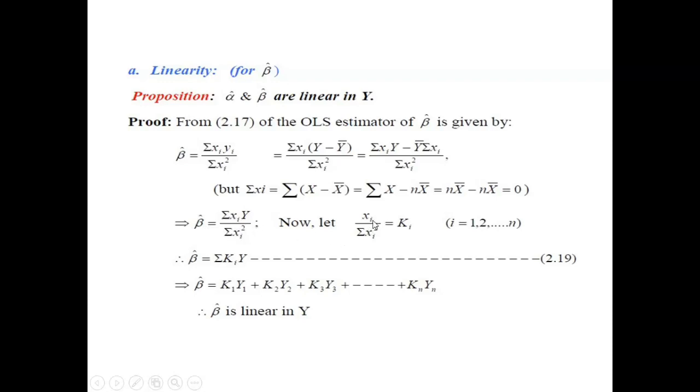Now let xi over summation of xi square be ki, where i goes from 1 up to n. So beta hat is equivalent to summation of ki yi. Therefore beta hat is equivalent to k1 y1 + k2 y2 + k3 y3 + ... + kn yn.